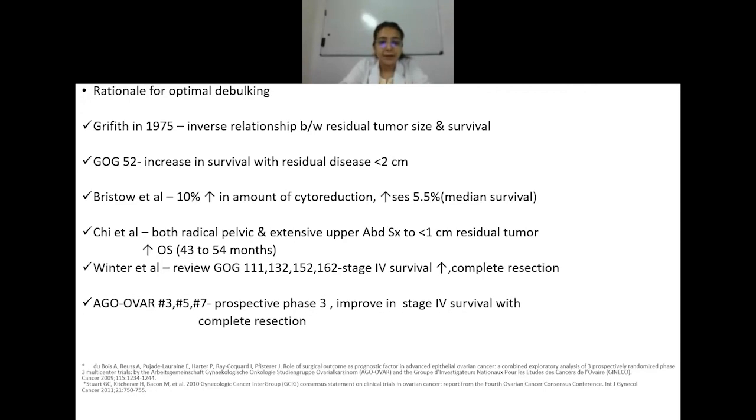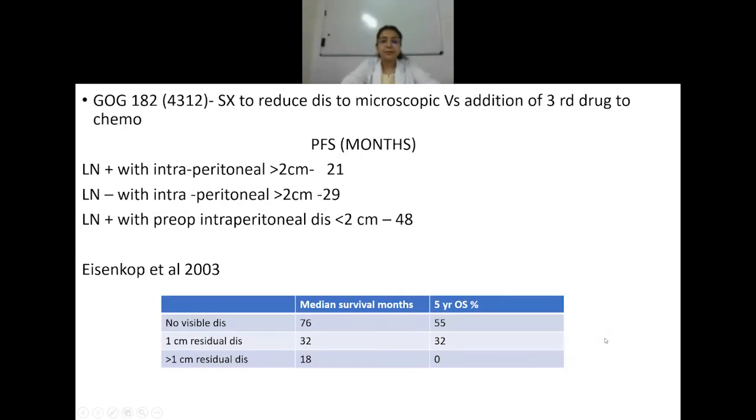Now, AGO-OVAR studies were there. The 3, 5, and 7 prospective phase 3 studies also state that even in stage 4, survival with complete resection is there. The GOG 182 also included 4,312 patients. This was to assess whether surgery to reduce the disease to microscopic was better, or the addition of a third drug to the standard 2-drug chemo regimen was better.